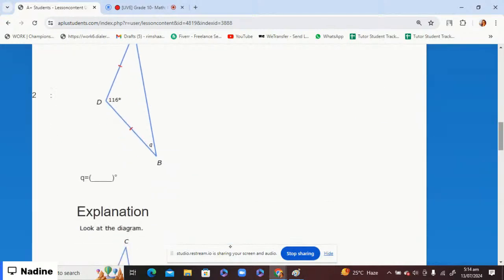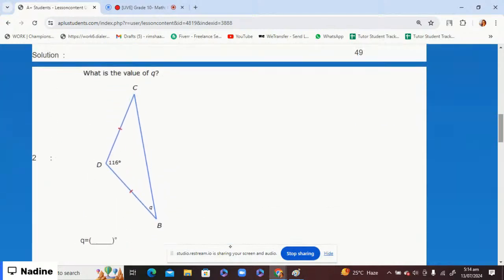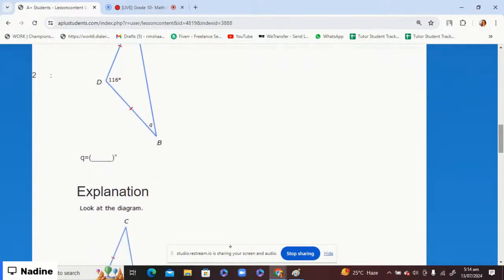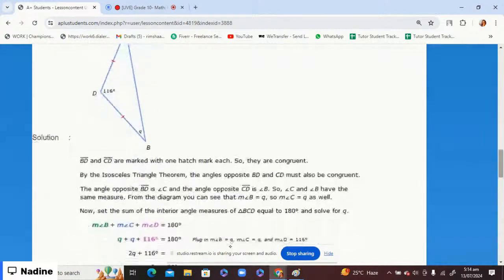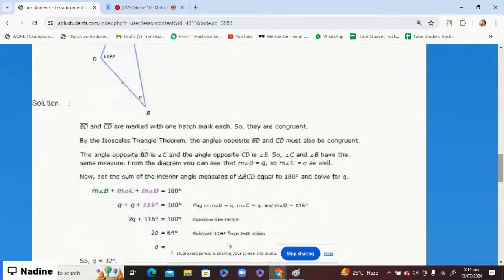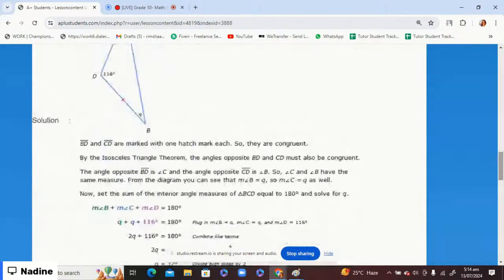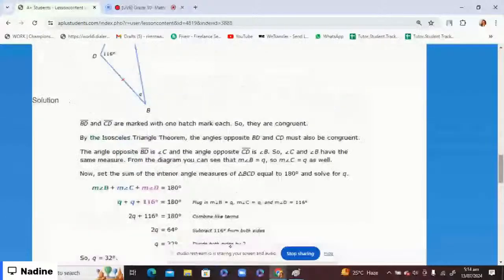Now look at that one. What is the value of Q? Again, they are showing the equilateral triangle, but only one angle is given. So how can we find it out? The full triangle is 180. So now let's solve it.